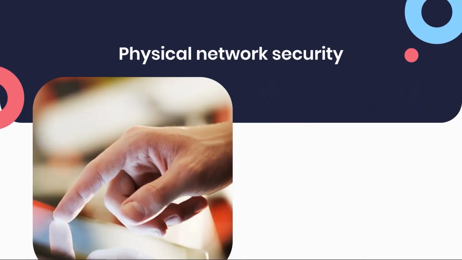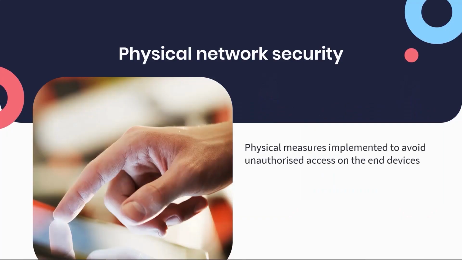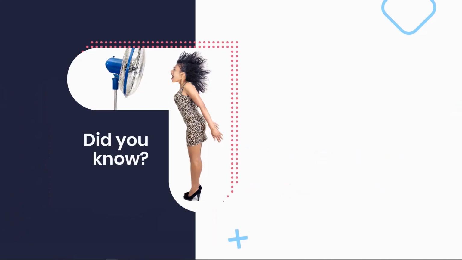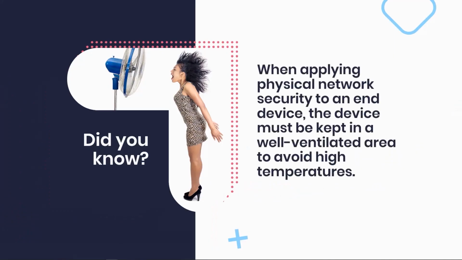Physical network security refers to the physical measures implemented to avoid unauthorized access to the organization's resources or physical assets. These involve the isolation of end devices such as routers and switches under locks, or some sort of biometric authentication before being able to access the organization's assets. Did you know when applying physical network security to an end device, the device must be kept in a well-ventilated area to avoid high temperatures? Obviously, the bigger your computer, the more heat it will generate. So having good ventilation to keep the inner mechanics cool is crucial.